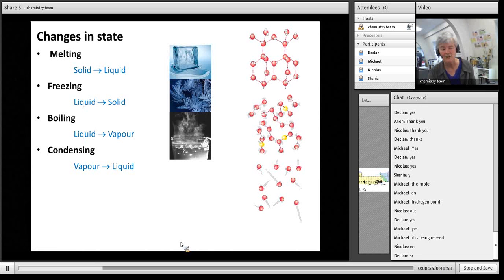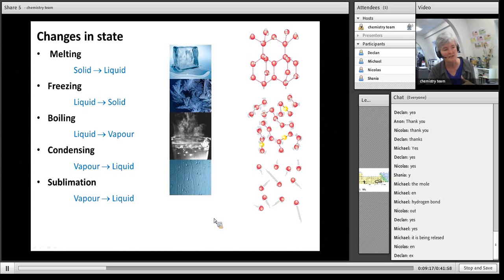Condensing is the other way. It's exothermic. I don't know if you've ever stood in the shower and had lots of steam and then the steam condenses, it's actually quite warm. It's because when the steam condenses, it's forming all these attractions again, and that releases heat. Okay, so I'm trying to show condensing there.